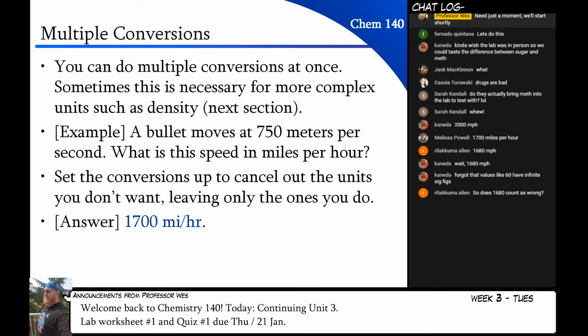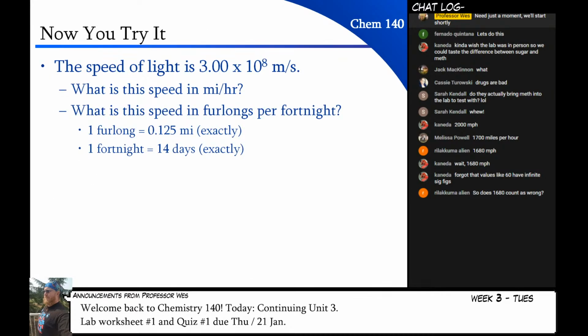I'm going to give you one of the most common ratios that we use in science, and that is the speed of light. So the speed of light is about 3 times 10 to the 8 meters per second. I want you to tell me that speed in miles per hour, and then I want you to tell me that speed in furlongs per fortnight. If a furlong is 0.125 miles, and a fortnight is 14 days. Okay, so do the first one just like we did the previous one. We did meters per second to miles per hour just now, but then I want you to do it to these other funky units exactly the same way.